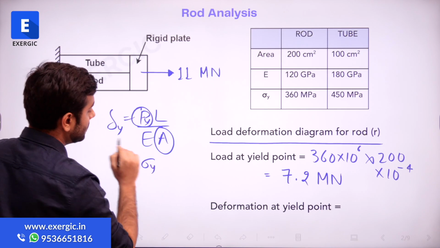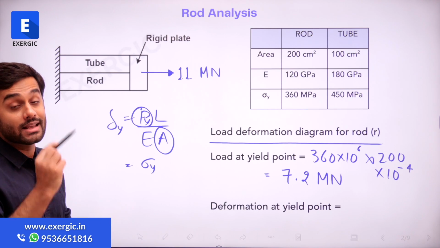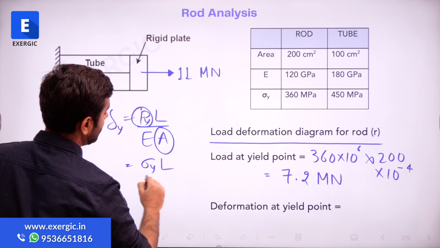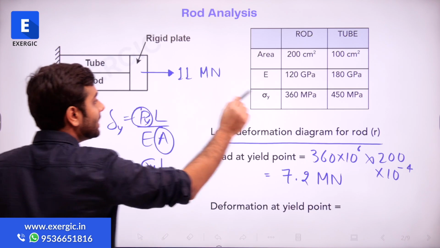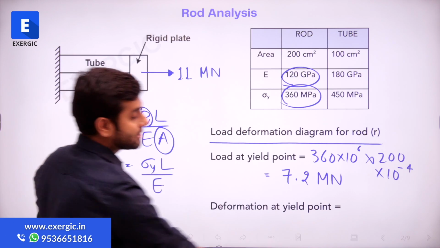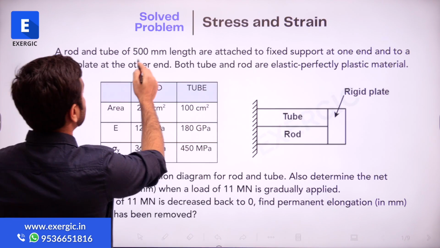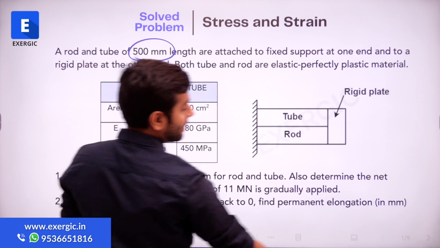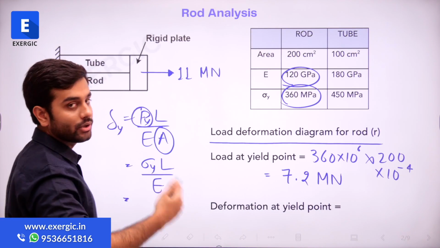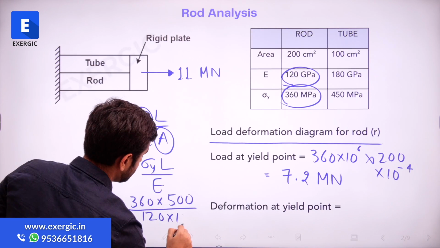load at yield point divided by area, what is that? Nothing but yield strength, the stress at the yield point, which is P by A at yield point, multiplied by L divided by E. Sigma y is known to us, E value is known to us, length was given to us in the question. If you look, the length was given to us as 500 mm, right? So all these values we know already. You just need to put them and solve them.